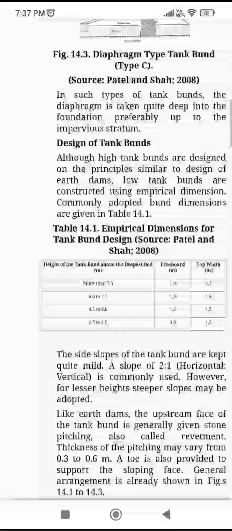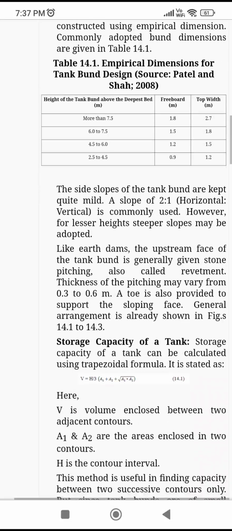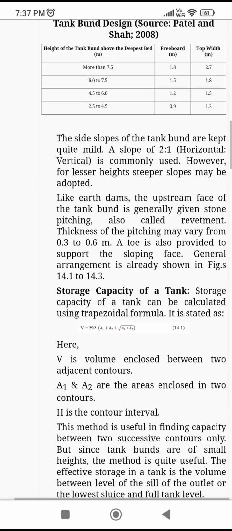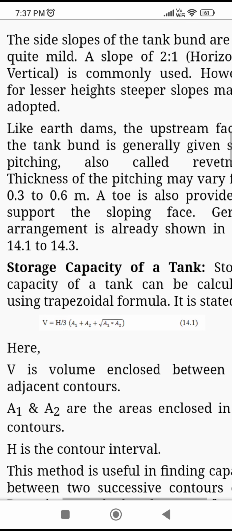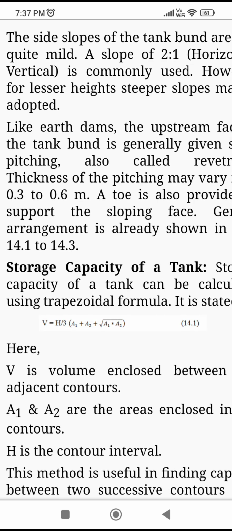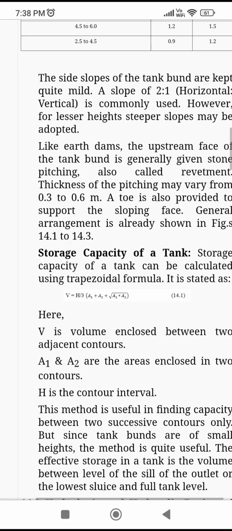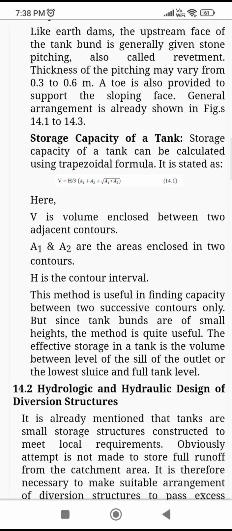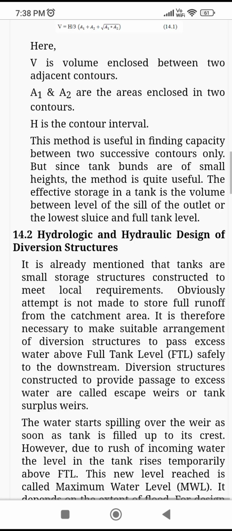Then design of tank bund. Then storage capacity of tank. See, this is the trapezoidal formula, V = H/3 (A1 + A2 + square root of A1 into A2), where V is the volume enclosed between two adjacent contours, A1 and A2 are the areas enclosed in two contours, and H is the contour interval. So trapezoidal formula for calculating the storage capacity of tank.